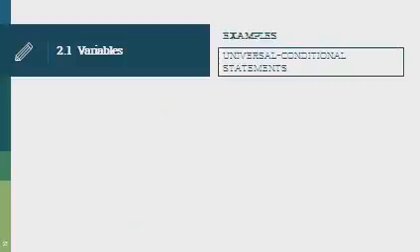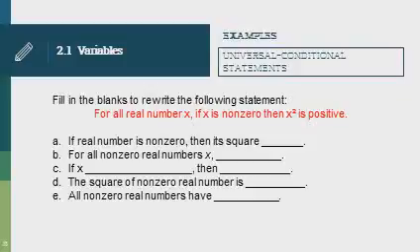Okay, next is the universal conditional statements. Doon pa rin pala tayo. Kala next na. So, meron tayo ditong parang activity. Example niya. Fill in the blanks to rewrite the following statement. So, meron tayong given. For all real numbers x, if x is non-zero, then x squared is positive. That is an example of universal conditional. So, rewrite lang natin into conditional statement.